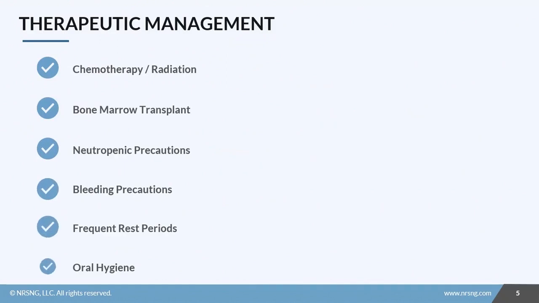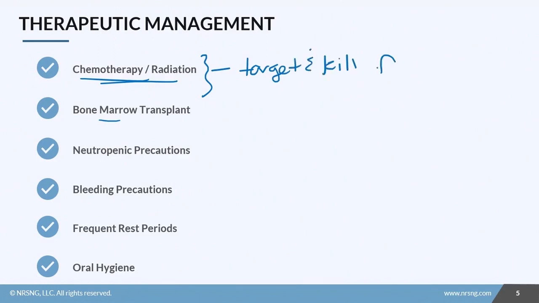Now, in terms of management, the primary treatment for leukemia is going to be chemotherapy or radiation. Later in treatment, some patients may be eligible for a bone marrow transplant as well. The primary purpose of chemotherapy and radiation is to target and kill the fast-growing cells, so that would be like the overproduction of white blood cells. The problem is it also kills healthy, fast-growing cells like hair follicles and things in mucous membranes.